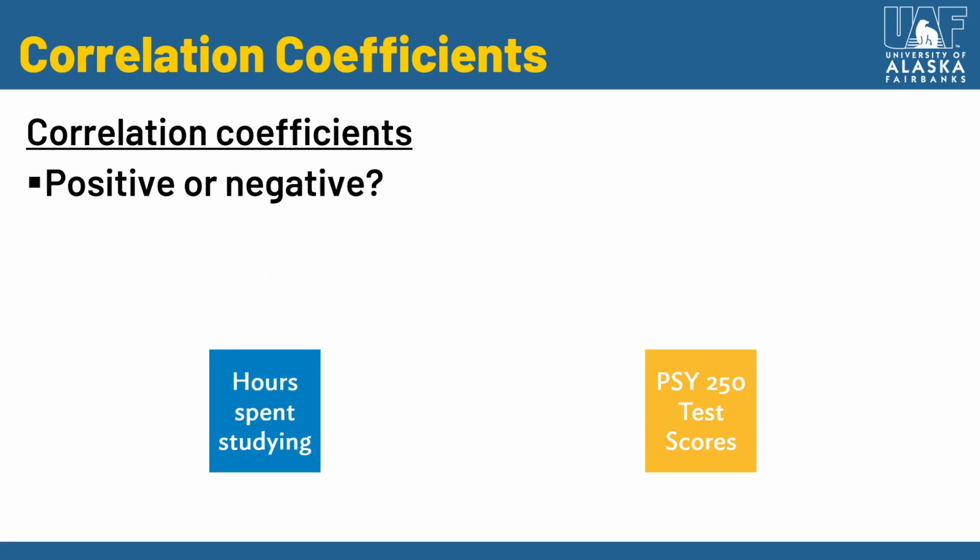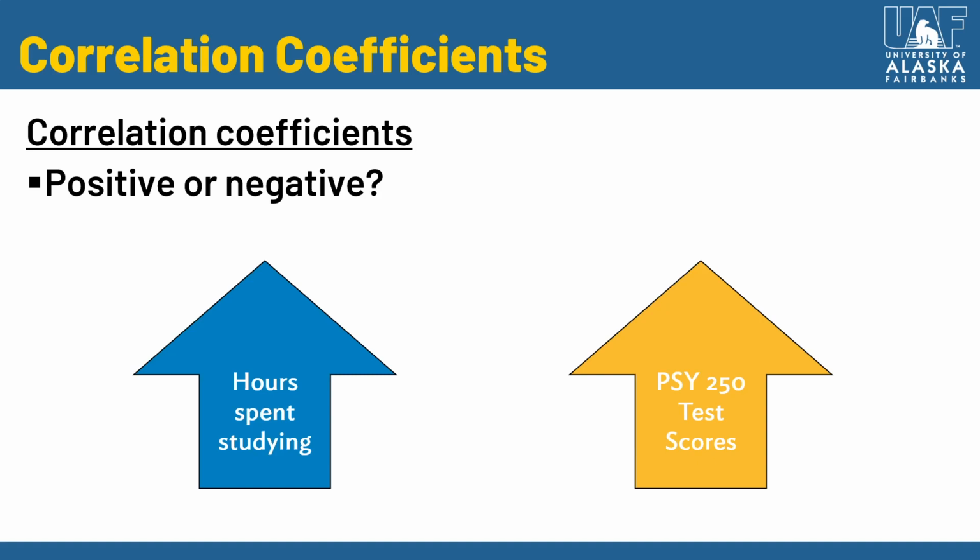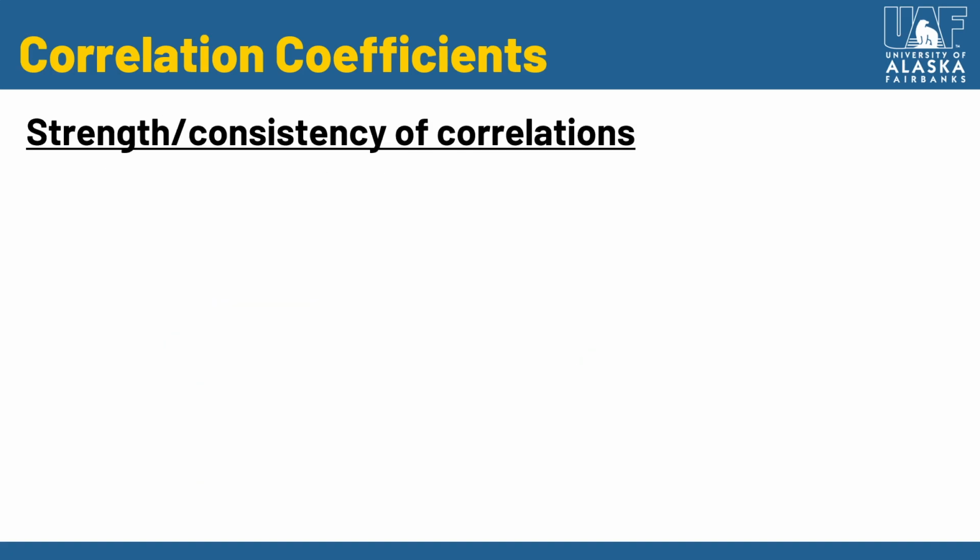What about this one? Hours spent studying and test scores. This one's probably positive, right? Assuming that you're using good study strategies and you're not just sleeping with your face on your book. It's a strategy I tried a lot in undergrad, but it never worked for me. Right, but here we would assume these are positively related, because the more we study, generally the better we're going to do on the tests, to an extent.